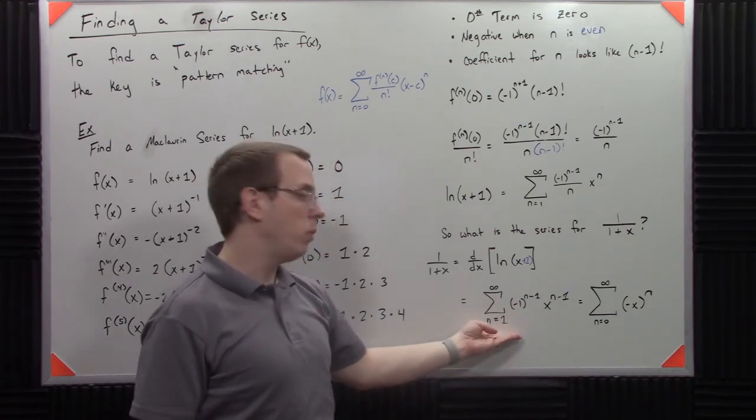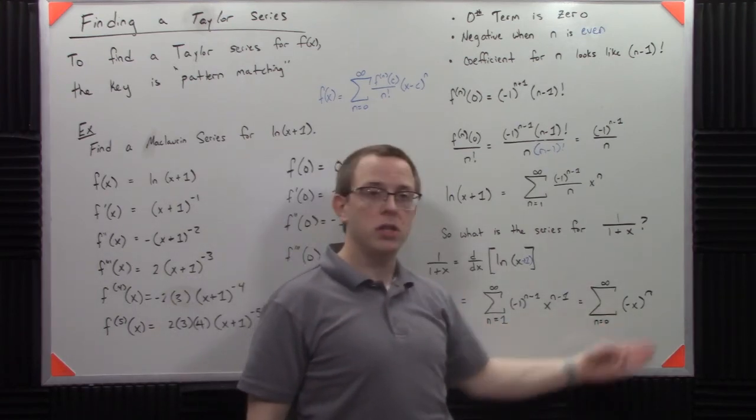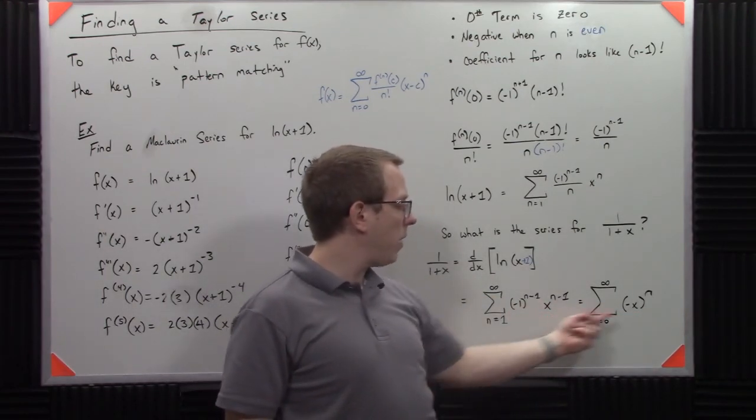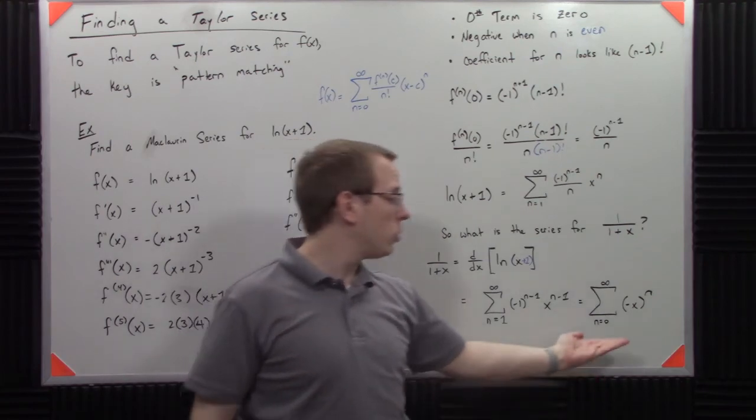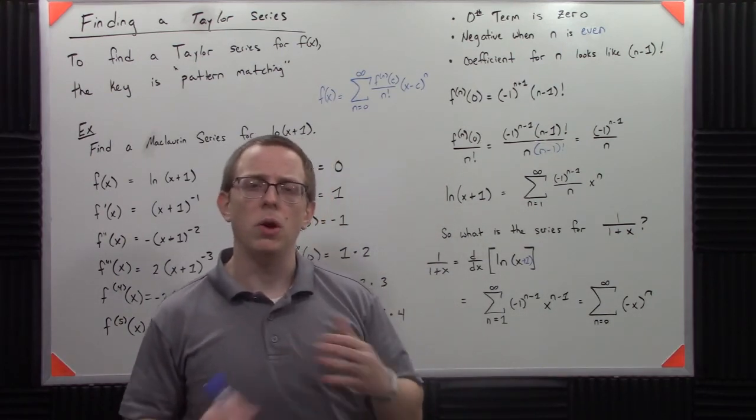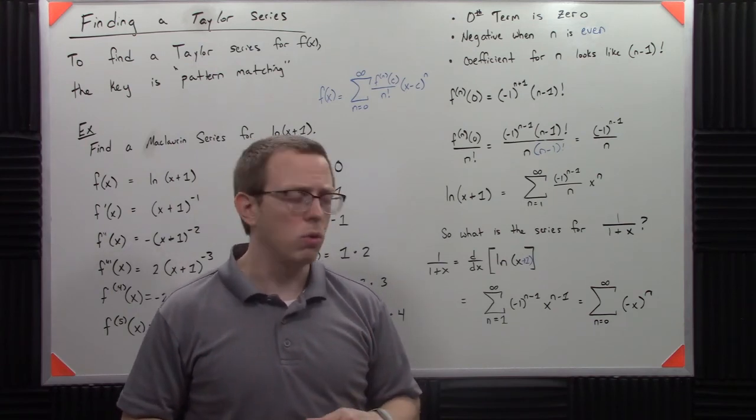But a lot of people would re-index it so that n starts at 0. And the reason why they do that is because you can combine those into negative x to the n, and then it looks a lot more like that geometric series, that geometric power series. So it's easy to verify that we've done this correctly.